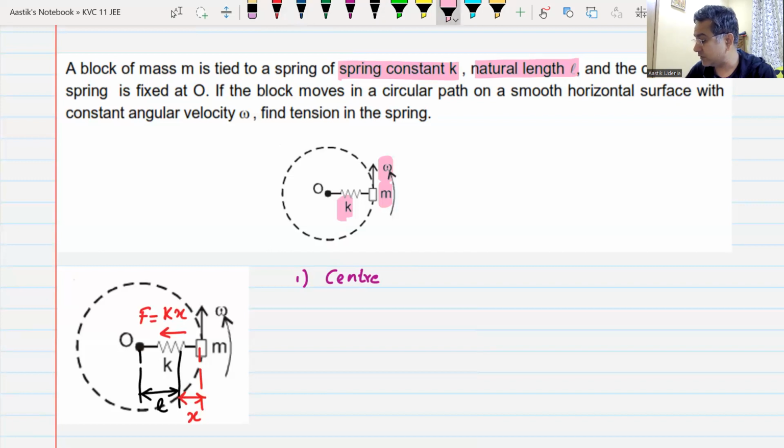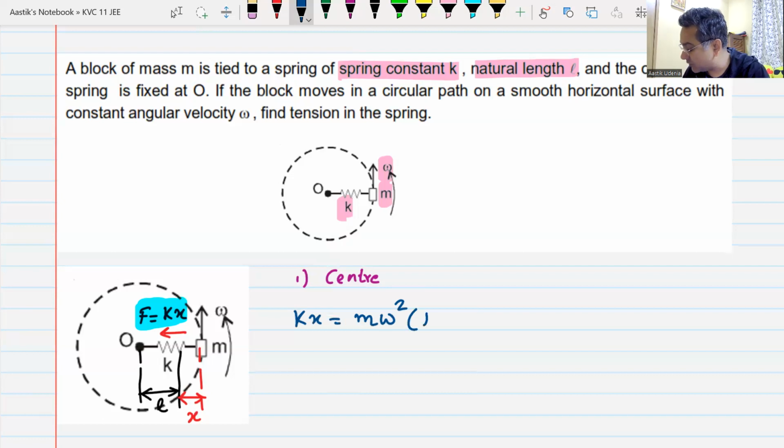Can now anyone tell me what will be the equation of this block along the center? Anyone knows how to make the equation? No one knows it. Okay. So the force towards the center is K into X. That must be equal to m omega square into the radius of this circle. The radius of this circle now becomes L plus X.